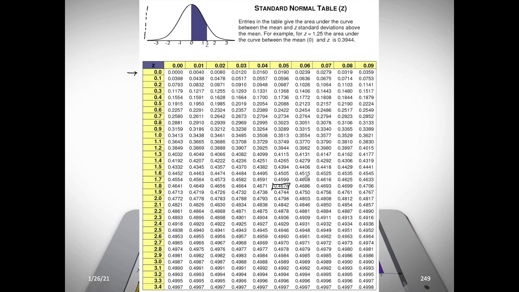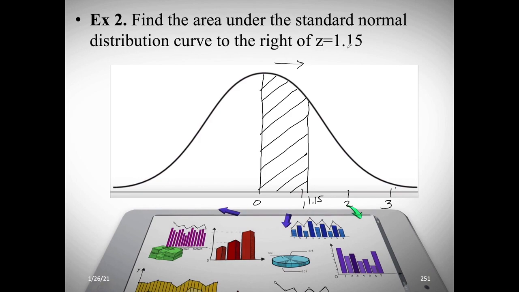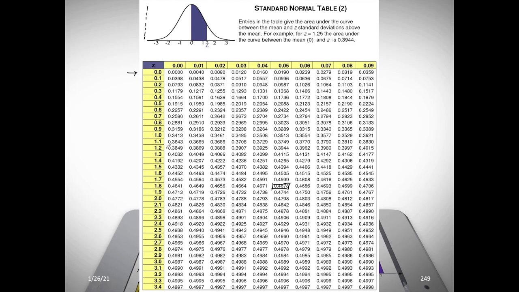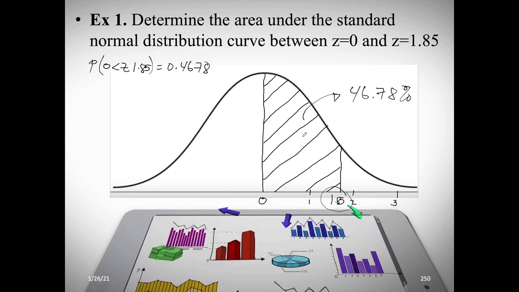So, let's have here 1.15. Okay, so 1.15, 1.1, then let's check the 0.05 here. So, 1.1 plus 0.05 is 1.15. Therefore, this is the value that we are looking for. 0.3749. Okay.